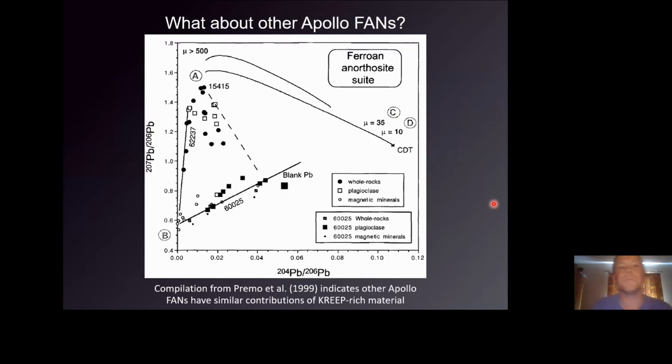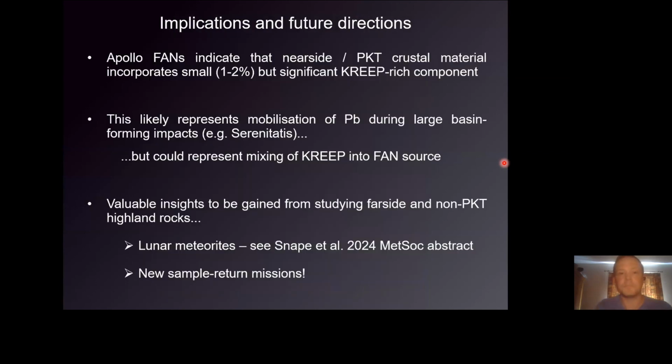And then just to sort of start closing up, what about other ferroan anorthosites? Well, there is some data in the literature. We need to start getting some more new data, but certainly it looks like based on some Apollo 16 ferroan anorthosites, there probably is similar mixing. So 15415 is these top 3 points up here, but then there are several other Apollo 16 FAN rocks which have similar compositions, maybe potentially looking at slightly younger mixing ages, so it could be Imbrium related.